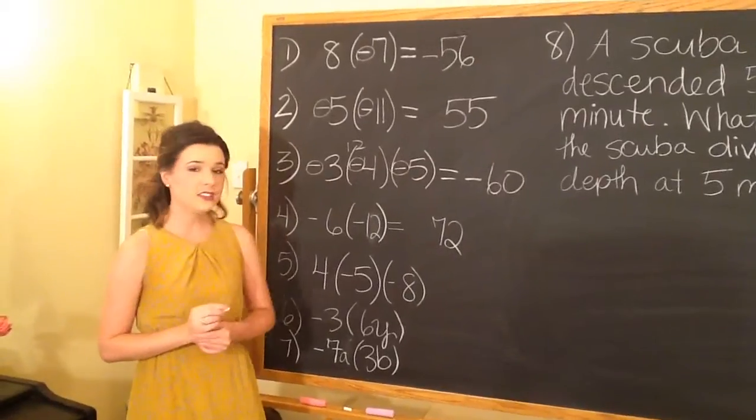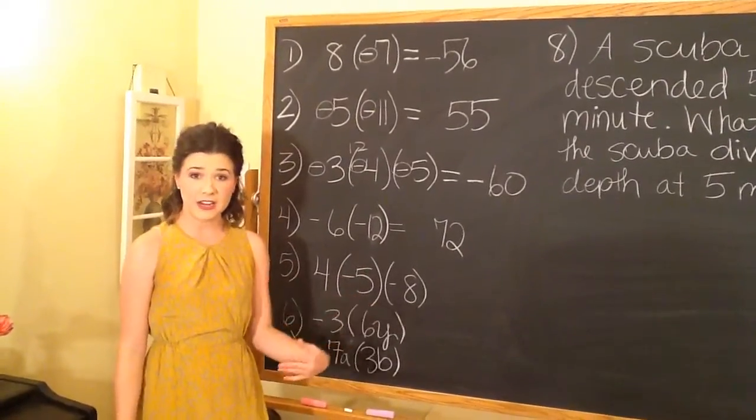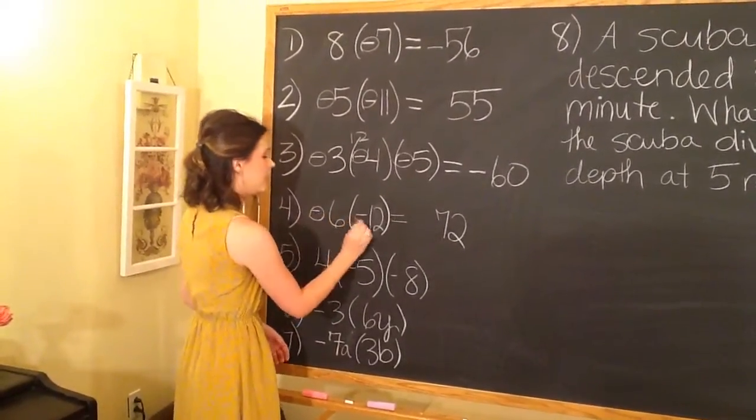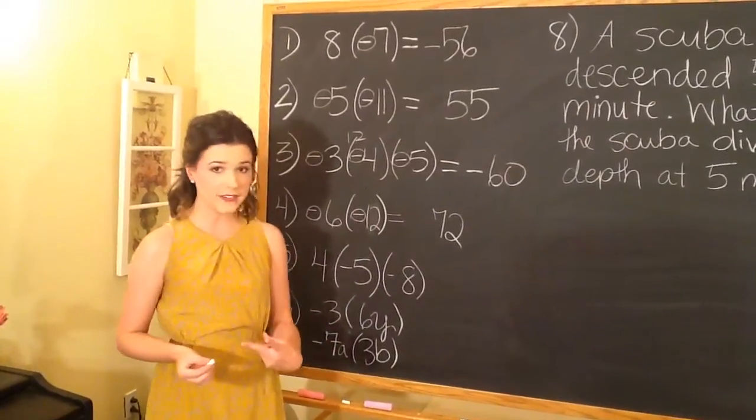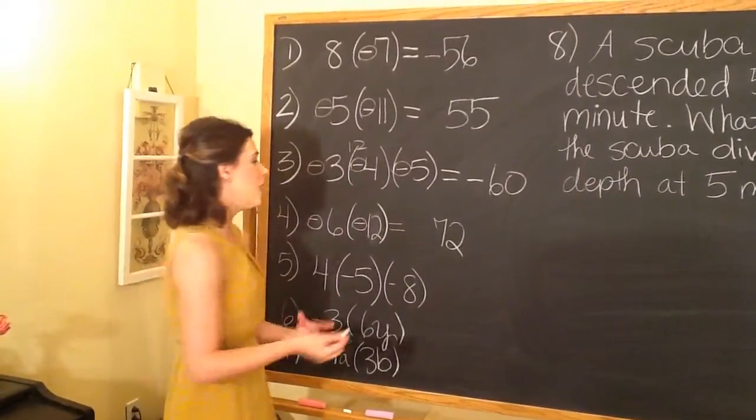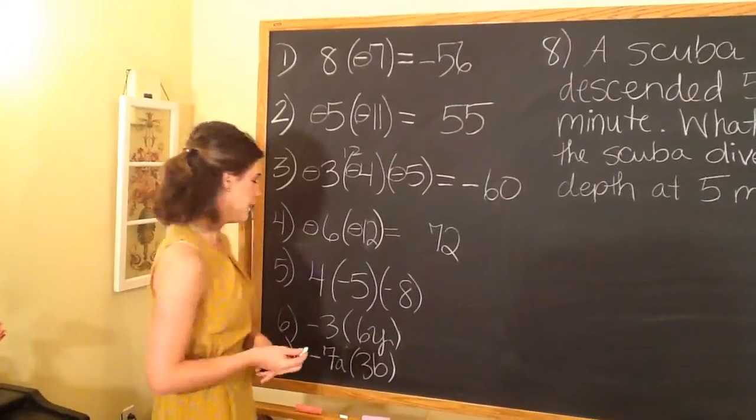Okay, so if my answer is 72, now we need to figure out, is it positive or negative? So I have one negative sign and 2 negative signs. So since I have 2 negative signs and 2 is an even number, our answer is going to stay positive.